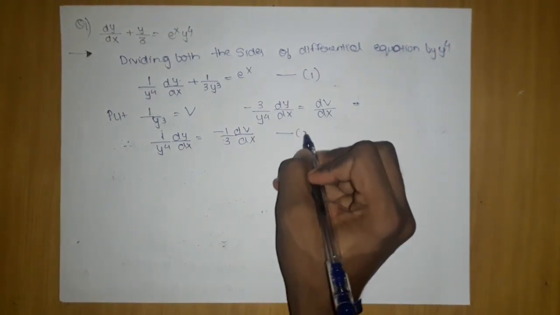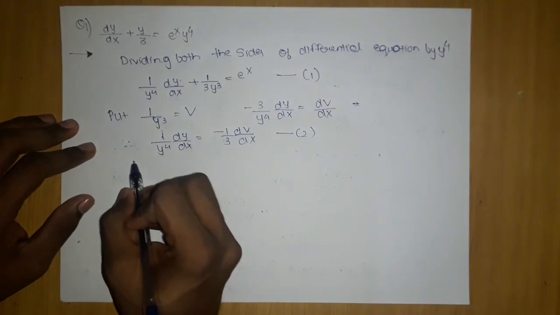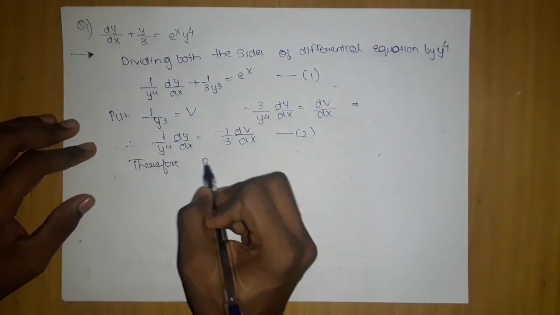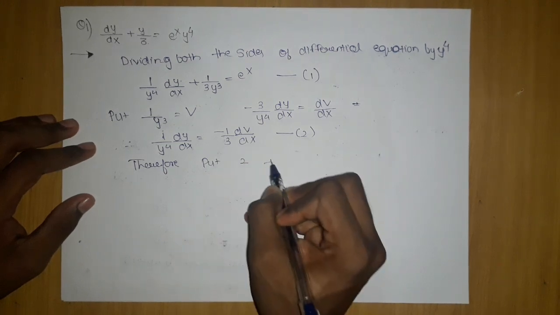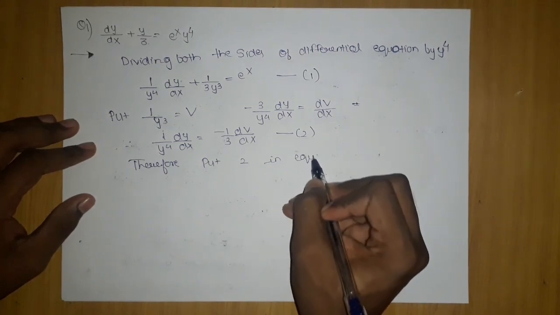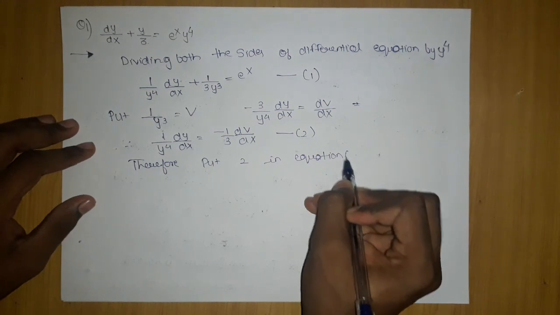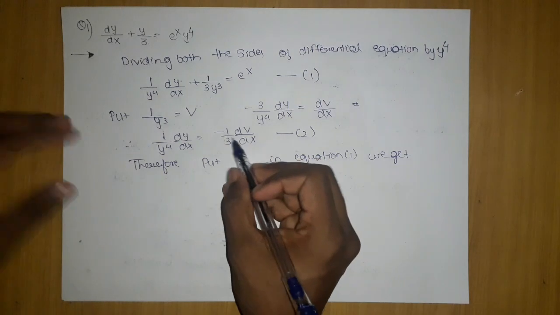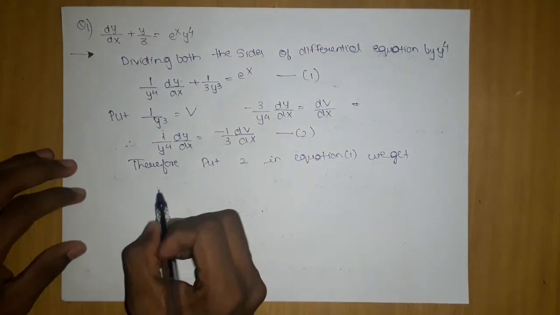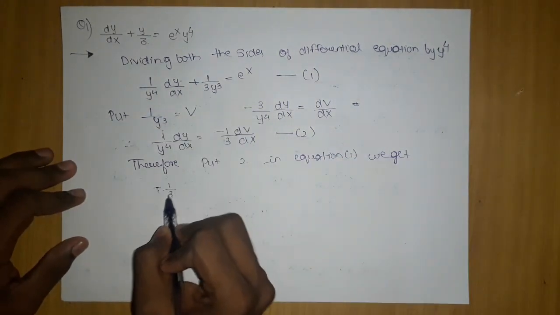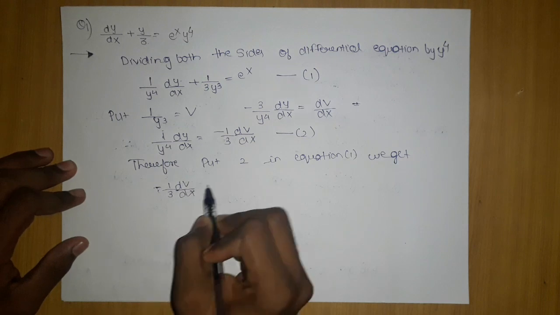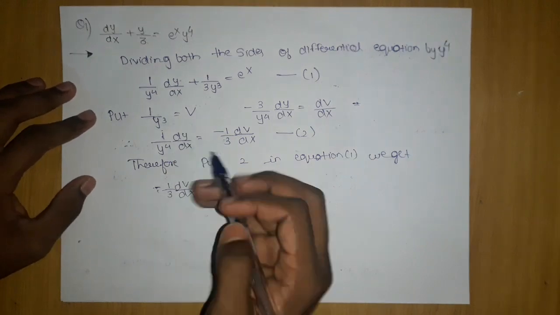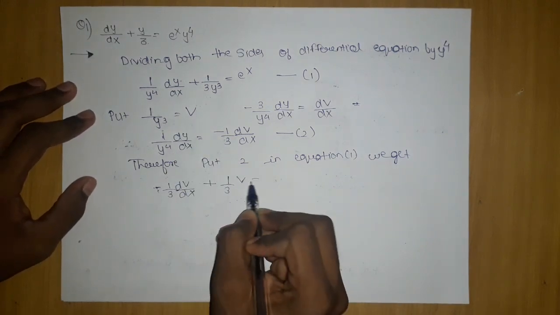So what we can do, keep it as 2. Therefore, put 2 in equation 1. We get what we are going to get. If we put this, we can substitute this by this, which will give me minus 1 by 3 dv by dx plus, here we have assumed 1 by y cube as v, so we will substitute that 1 by 3 into v e power x.